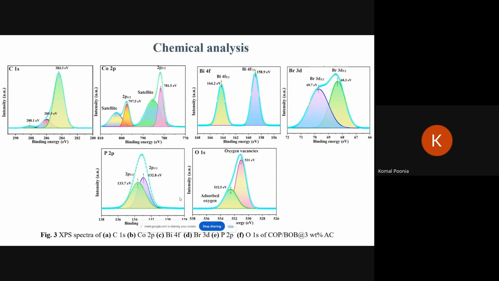Next, XPS confirmed the chemical state of all the elements present, including carbon in 1s, cobalt in 2p, bismuth in 4f, bromine in 3d, phosphorus in 2p, and oxygen in 1s, confirming the presence of all elements in the heterojunction. Additionally, in the oxygen 1s XPS graph, a peak was observed at 531 electron volt, which confirmed the presence of oxygen vacancy in this heterojunction.